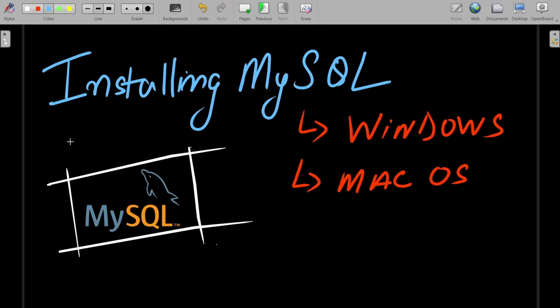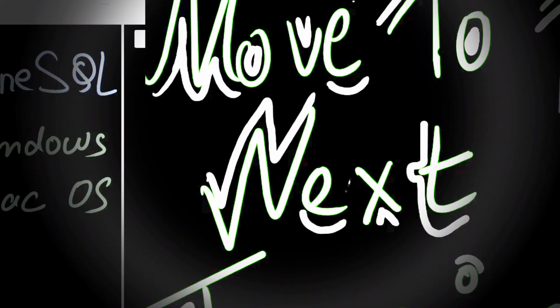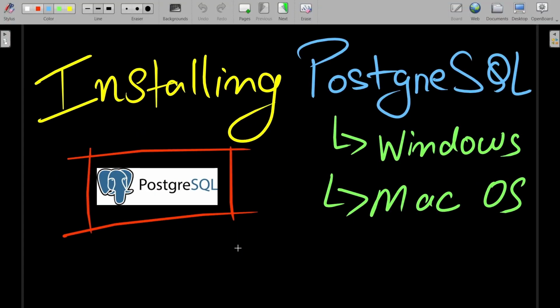So this was all about installing MySQL for Windows and macOS, and I hope you understood the installation processes. So guys, let's move to the next topic. Moving to the installation of PostgreSQL for both Windows and macOS based systems. So first, let's start with the Windows installation process.